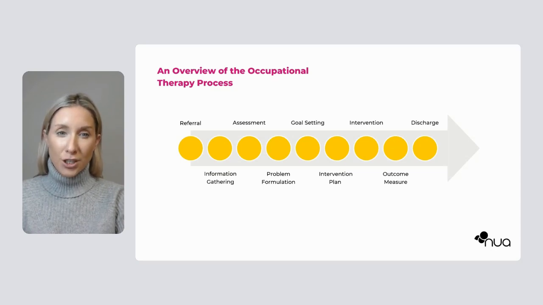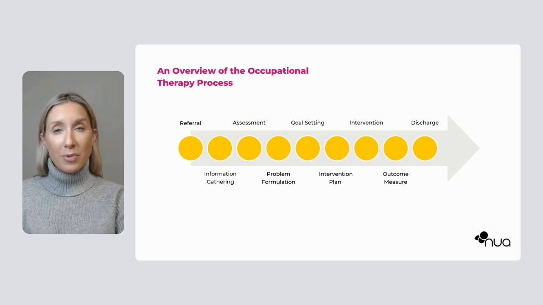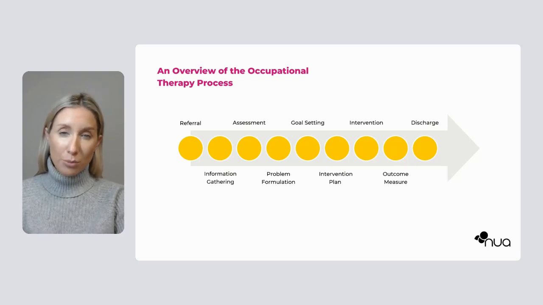Next is the outcome measurement stage, which looks at the effectiveness of the treatment program. And the discharge stage is when the individual will have hopefully achieved the goals that have been set out as part of their rehabilitation program.